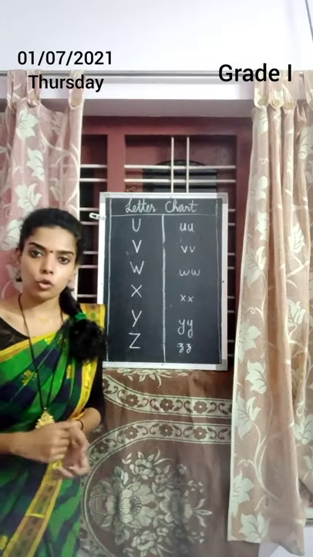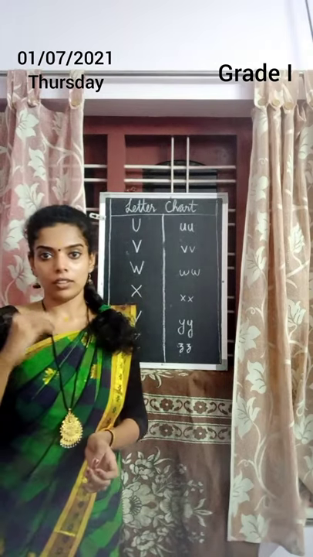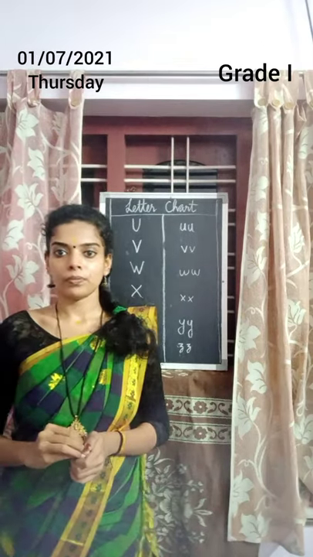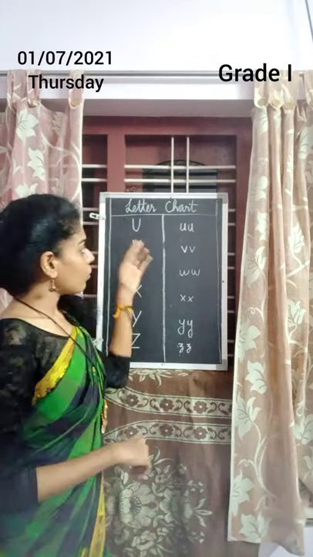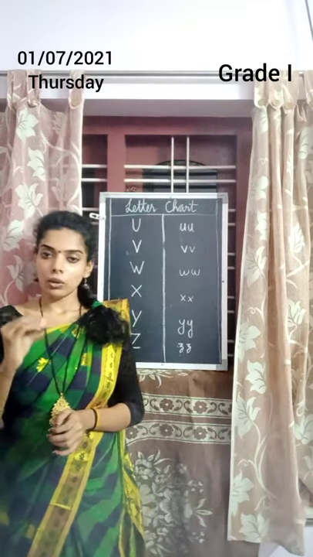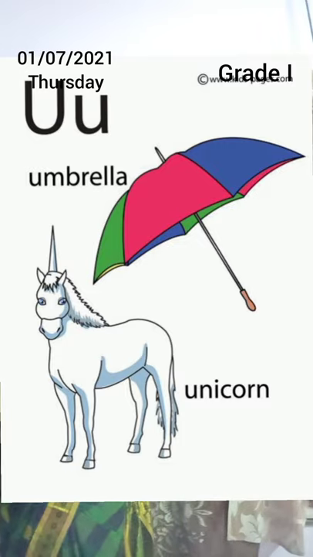U. The sound of U is u. Unicorn, useful, umbrella. So what's the sound of U? The sound of U is u. For example, umbrella.